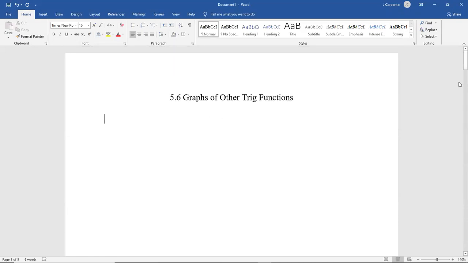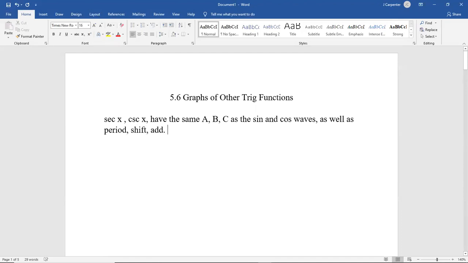So now, what do I mean by other trig functions? I mean, not just sine and cosine: tangent, cotangent, secant, and cosecant. So secant of x, not uppercase it, thank you. Secant of x, cosecant of x have the same A, B, and C as sine and cosine waves, as well as period, shift, add, all that stuff.